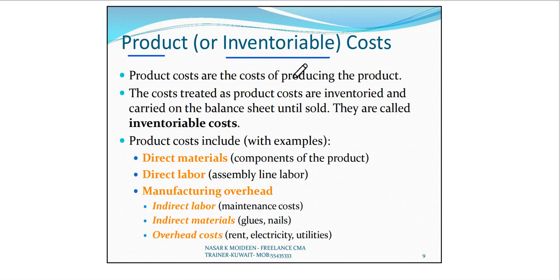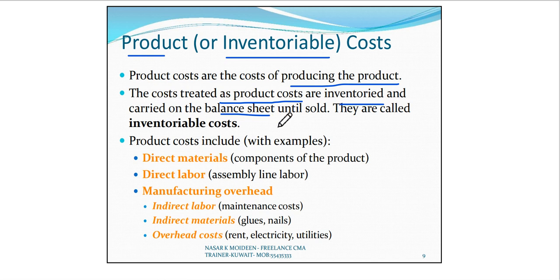So product costs are the costs of producing the product. Simple. The cost you incurred to make a product is what product cost actually is. And these costs treated as product costs are inventoried and carried on the balance sheet. So this is a very important point. Product cost will show in the balance sheet first in the form of inventory, and once it is sold, it will go to the income statement.